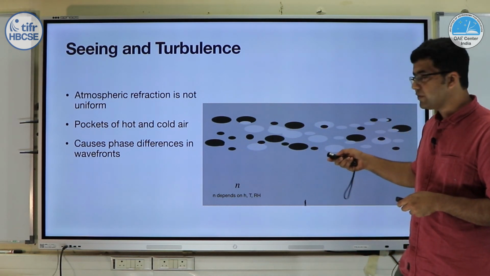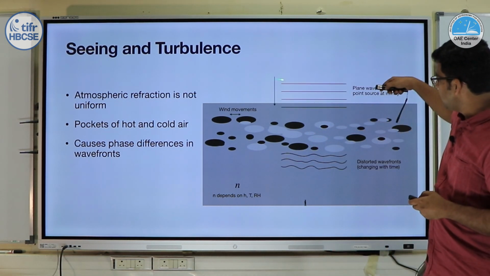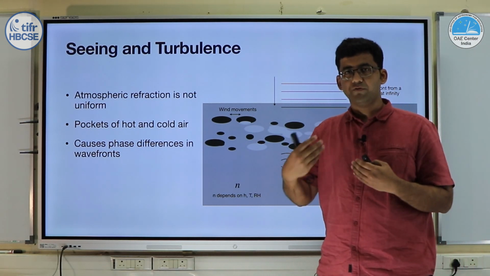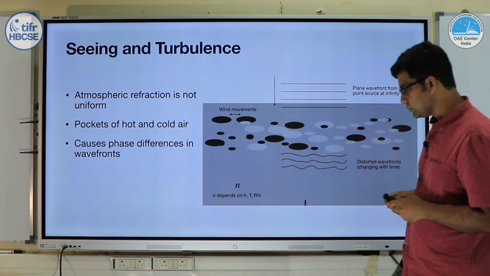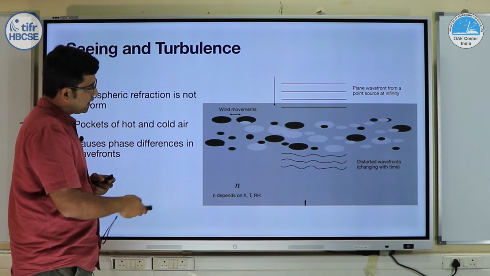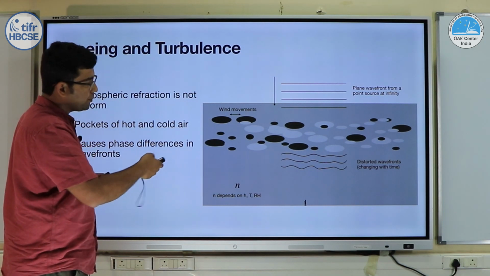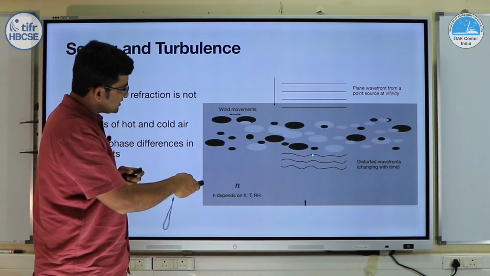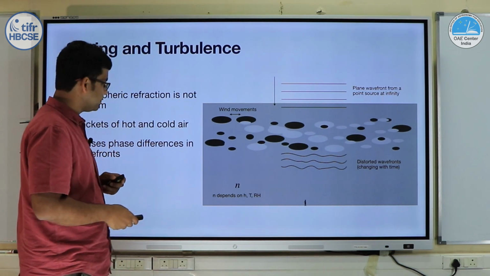And whenever there is a difference in temperature, it causes a difference in the refractive index. So, any light that is passing through will get phase distortions. Some parts of the wavefront will travel faster than others. So, if you have a plane wavefront coming from a point source at infinity, as it passes through the atmosphere, the wavefront is going to get distorted, and the distortions are going to change with time, because with wind movements these small pockets of hot and cold air are going to move very quickly. Now, you can see in this illustration that these wavefronts are changing slightly with time.